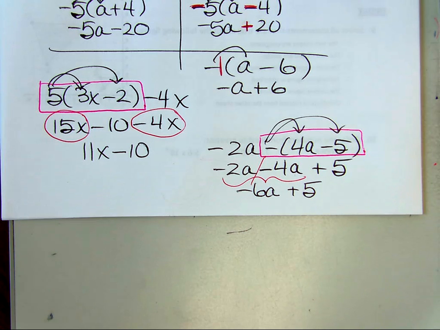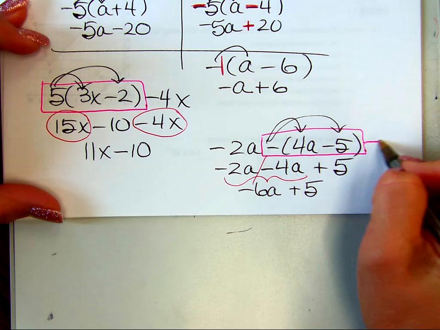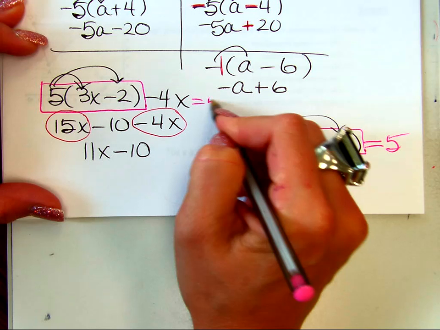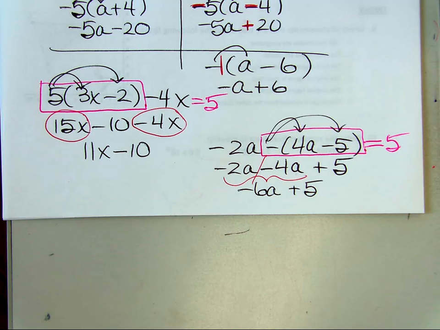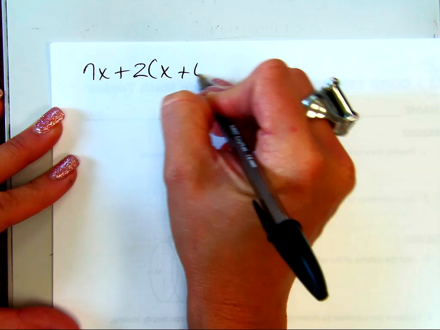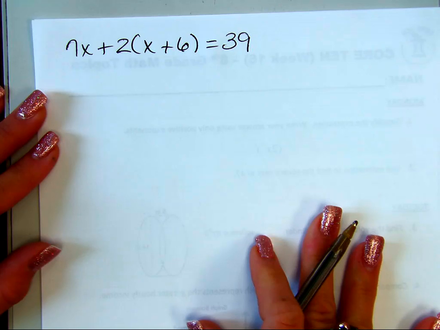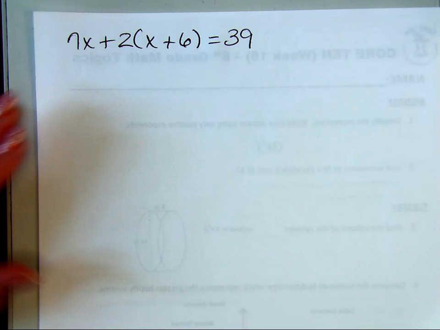Okay, so I thought you said the title of the section was solving equations. That was just simplifying expressions. Well, guess what? You got to be able to do all that and then set it equal. So that's what we're going to talk about next. You ready for this next example then? All right. So example 2 starts out 7x plus 2 times x plus 6 equals 39.